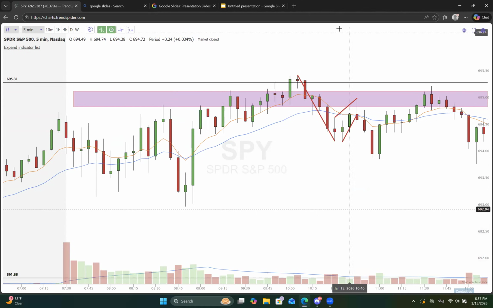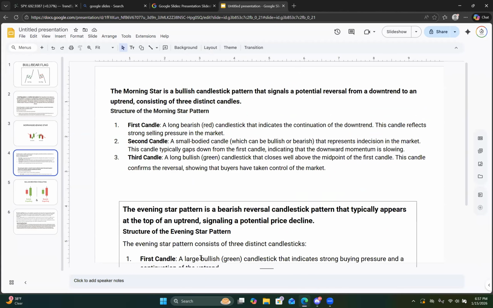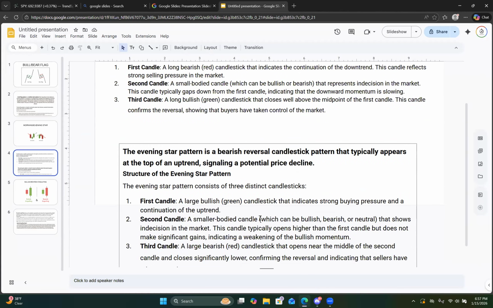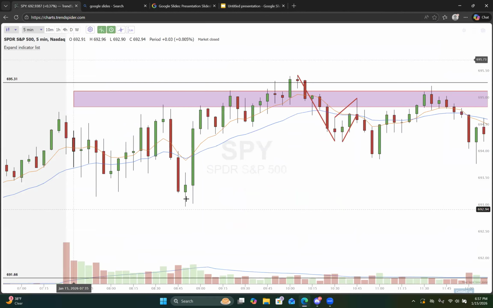Let me go back here. I'm going to show you a morning star on today's chart. Let's just talk about the morning star, and the evening star is obviously the opposite, guys. Long green candle, doji, come down, big red candle. So let's look here on today's action.